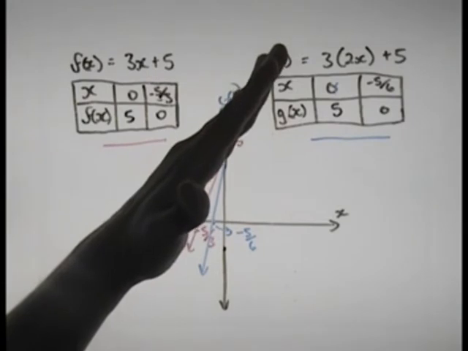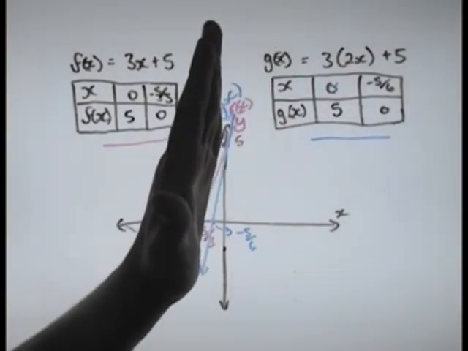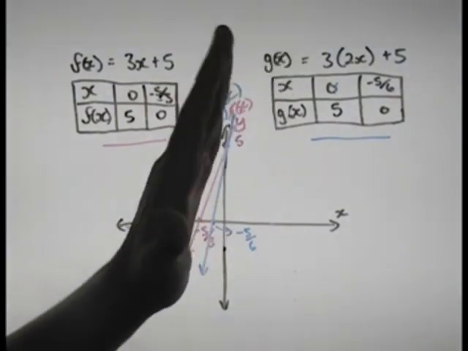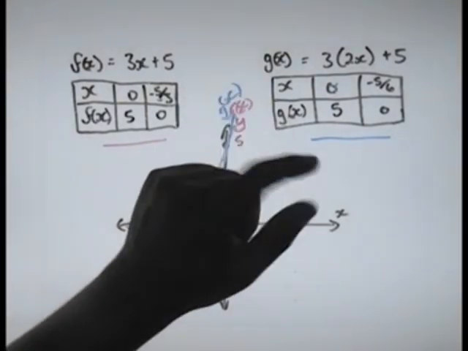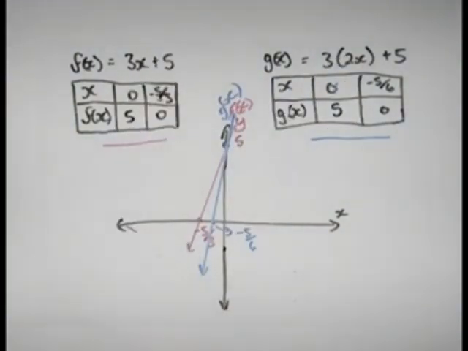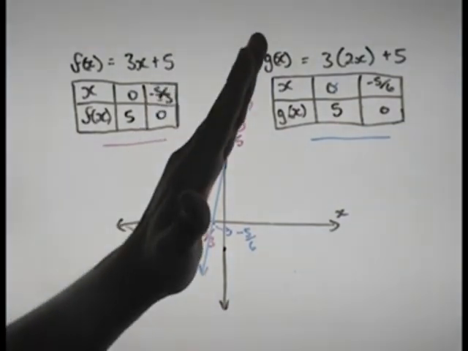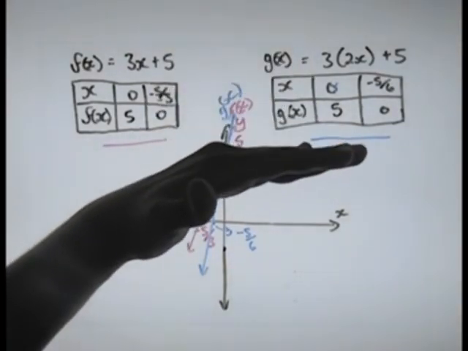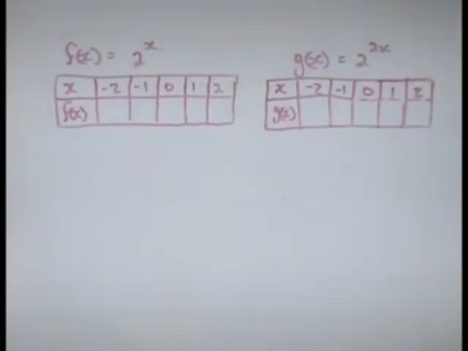Notice all that's happened is the slant has changed. It's become more steeply sloped. If that 2 was a fraction, for example a half or a third, the original graph would be less steeply sloped. The next question I gave you to do read f of x is equal to 2 to the power x and g of x is equal to 2 to the power 2x.